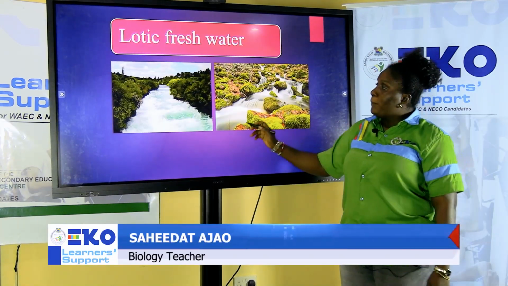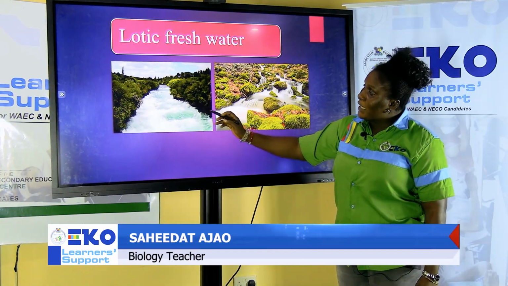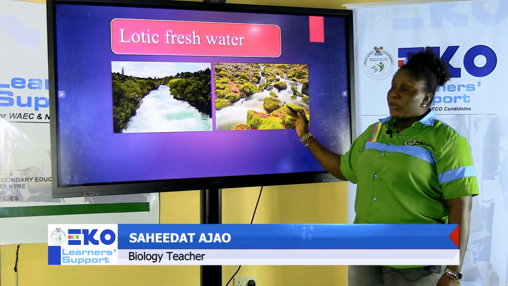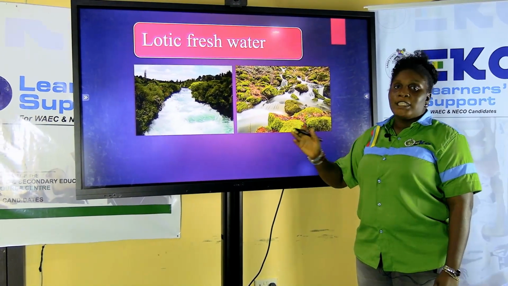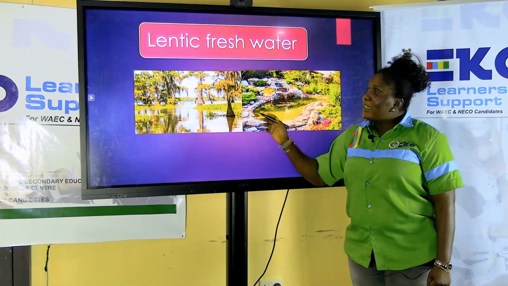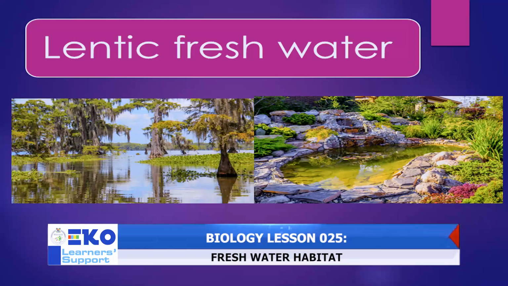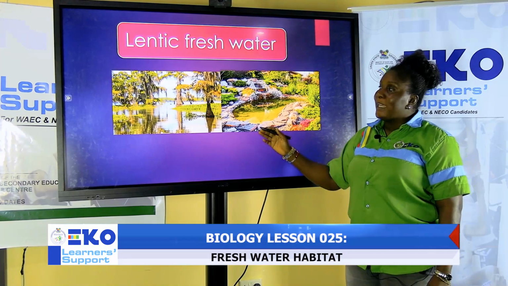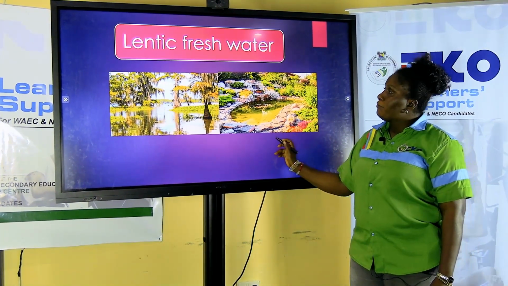So this is an example of a lotic freshwater. This is a river and this is a spring. Lotic, they are running. They are flowing in a specified direction. While this is an example of a lentic freshwater, you can see that this water does not flow. They are stagnant. We have our pond. We have our lake. They are examples of lentic freshwater.